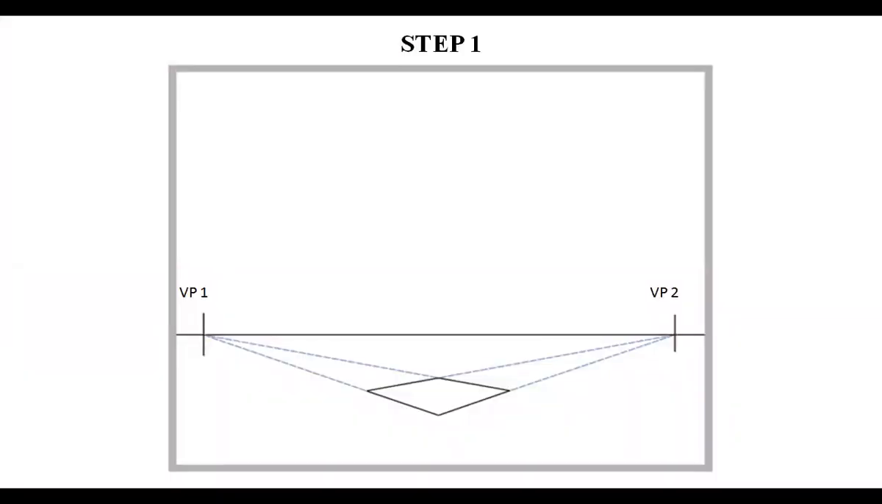Step 1. Draw the line of horizon. Place the 2 vanishing points, one on the left corner, VP1, and one on the right corner, VP2, of the line of horizon. Draw 2 orthogonal lines from each vanishing point at the bottom by intersecting them to form the shape.